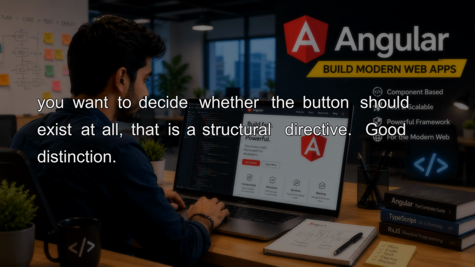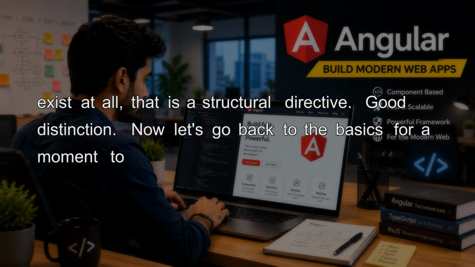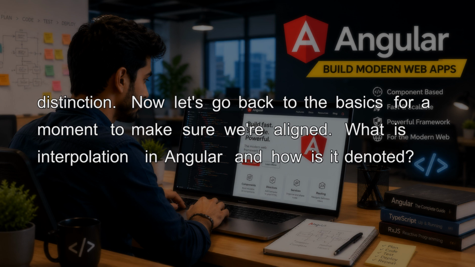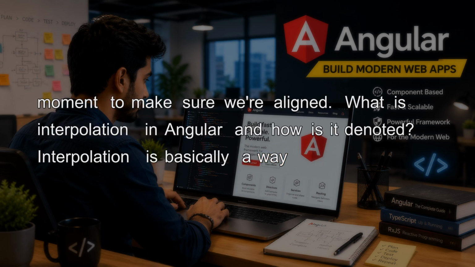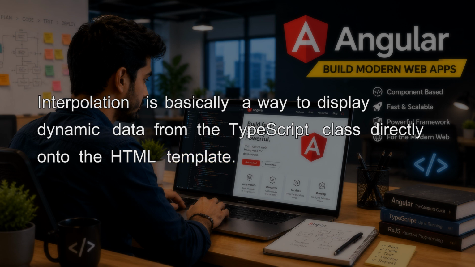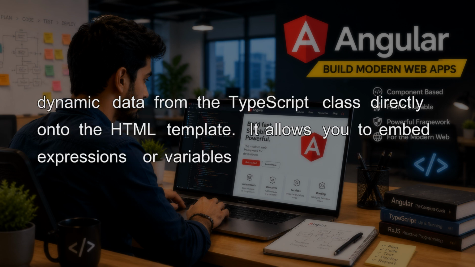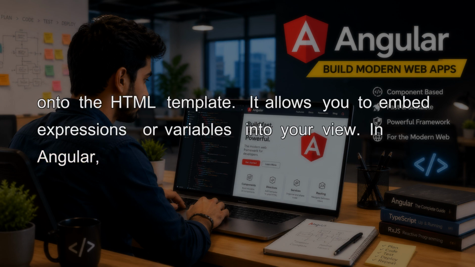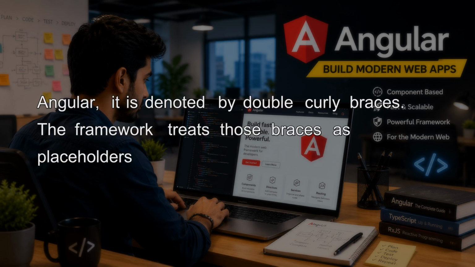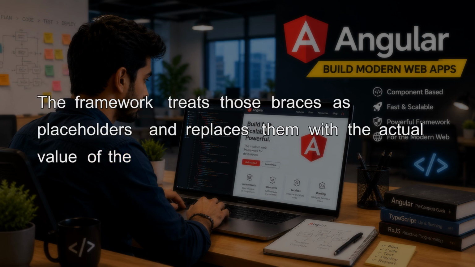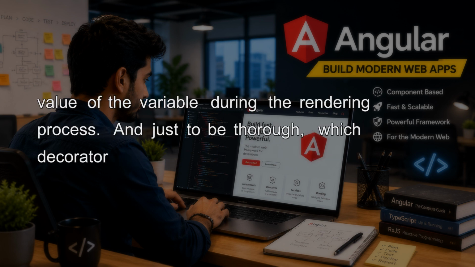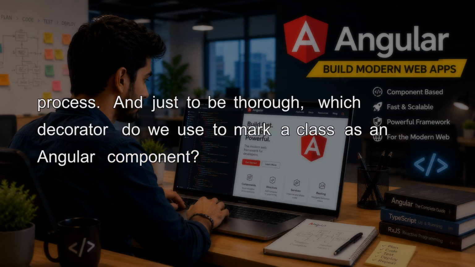Good distinction. Now, let's go back to the basics for a moment to make sure we're aligned. What is interpolation in Angular, and how is it denoted? Interpolation is basically a way to display dynamic data from the TypeScript class directly onto the HTML template. It allows you to embed expressions or variables into your view. In Angular, it is denoted by double curly braces. The framework treats those braces as placeholders and replaces them with the actual value of the variable during the rendering process.